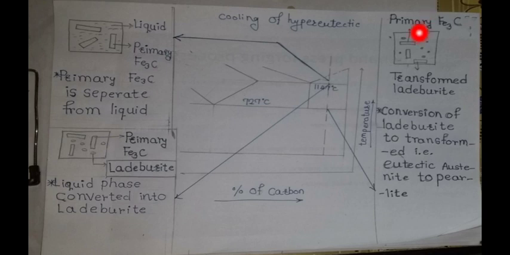and this circular region is nothing but transformed ledeburite, and in the hypereutectic white cast iron, primary cementite is also present. The conversion of primary cementite does not take place below 727 degrees Celsius, that means at room temperature.